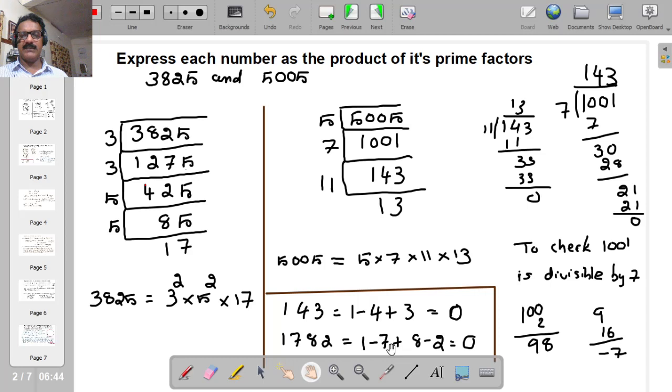So 1 minus 7 plus 8 minus 2. 1 minus 7 is negative 6. Negative 6 plus 8 is positive 2. Positive 2 minus 2 is equal to 0. So 1782 is also divisible by 11. Okay. When 143 is divided by 11, we got the quotient as 13 and the remainder as 0. So 5005 can be written as 5 times 7 times 11 times 13.